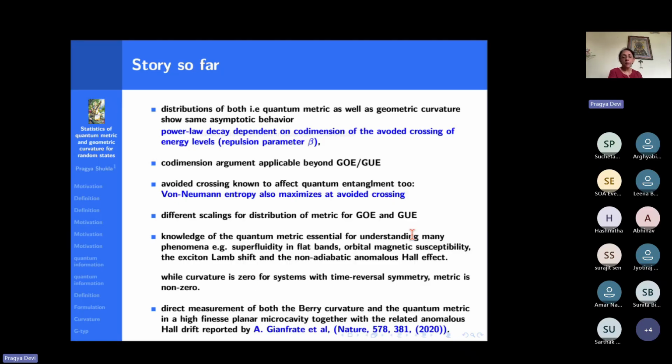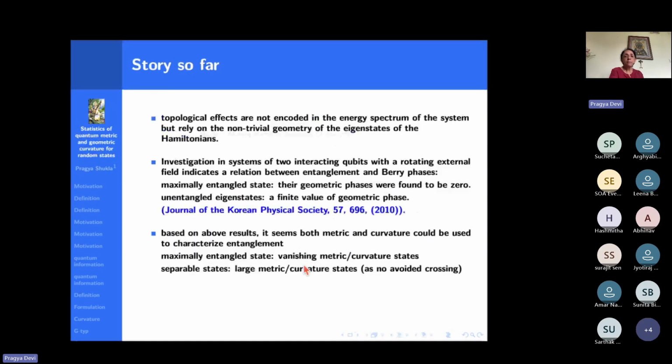Knowledge of the quantum metric is essential for understanding many phenomena, even for those cases where the curvature is 0 and you cannot use curvature. There is a direct measurement of both the Berry curvature and the quantum metric in a high finesse planar microcavity, together with the related anomalous Hall drift, reported by these people in 2020. Topological effects are not encoded in the energy spectrum of the system, but rely on the non-trivial geometry of the eigenstates of the Hamiltonian.